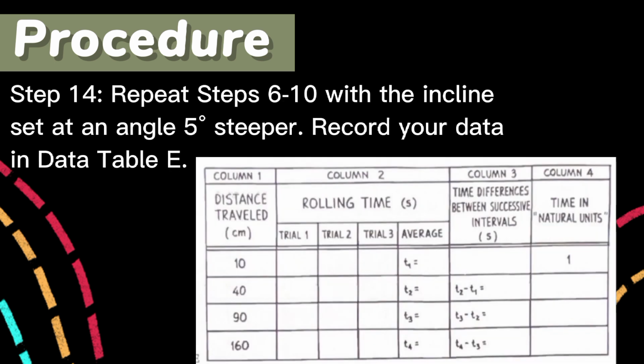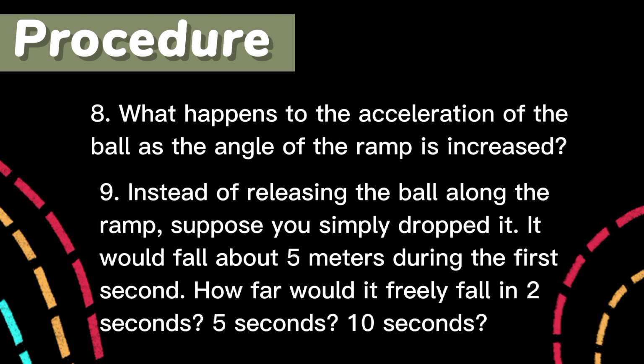Step number 14. Repeat steps 6 to 10 with the incline set at an angle 5 degrees steeper. Record your data in data table E as shown, and answer number 8 question. What happens to the acceleration of the ball as the angle of the ramp is increased?